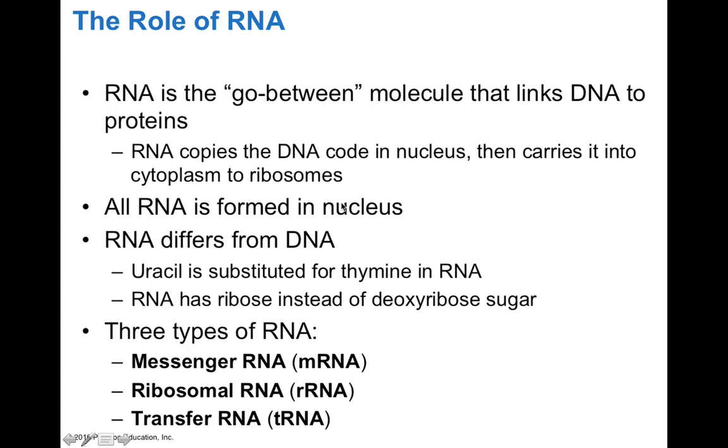All RNA is formed in the nucleus, and RNA differs from DNA in terms of its structure. Remember, RNA has uracil instead of thymine, and RNA has a ribose instead of a deoxyribose sugar. And RNA is typically single-stranded rather than double-stranded like DNA. Now there are three major types of RNA. We have messenger RNA, ribosomal RNA, and transfer RNA, or mRNA, rRNA, and tRNA.